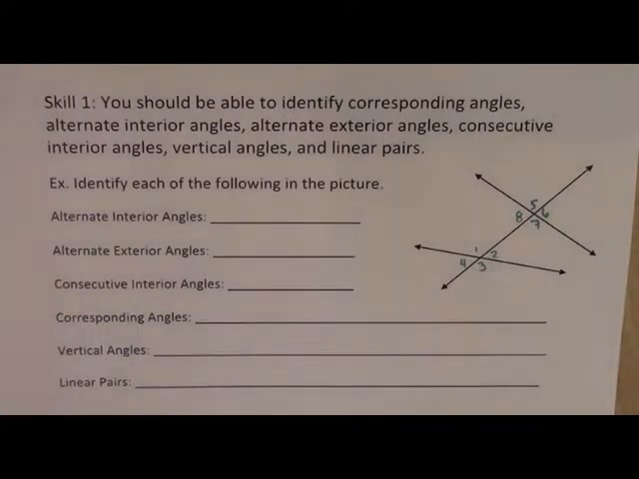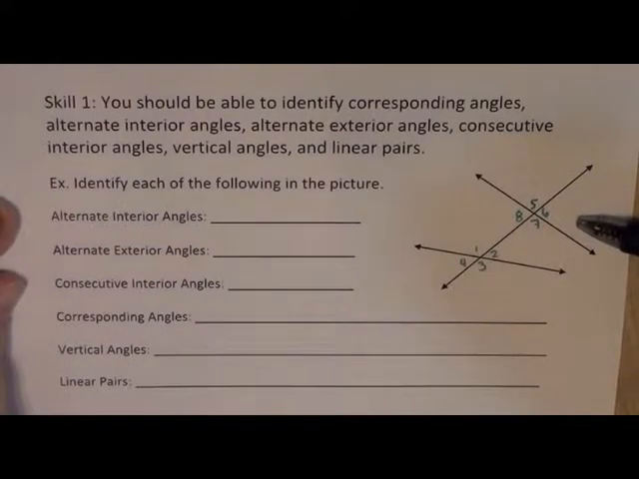Geometry 1, Chapter 3, Skill 1. You should be able to identify corresponding angles, alternate interior angles, alternate exterior angles, consecutive interior angles, vertical angles, and linear pairs. That's a lot, but once you know what they are, they're fairly easy to identify.